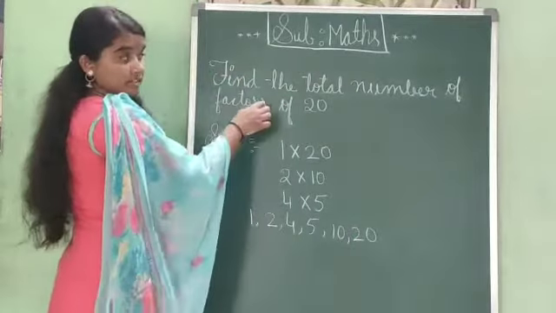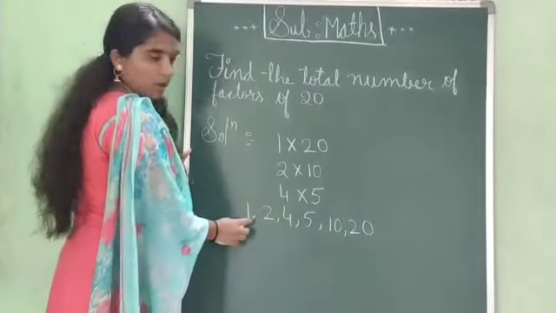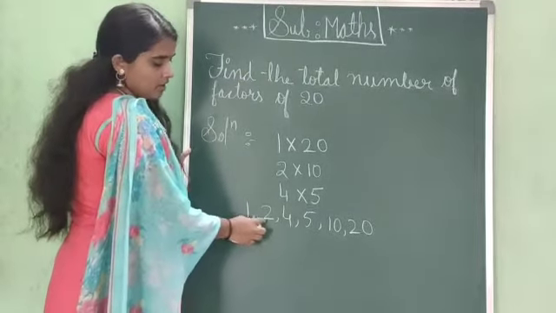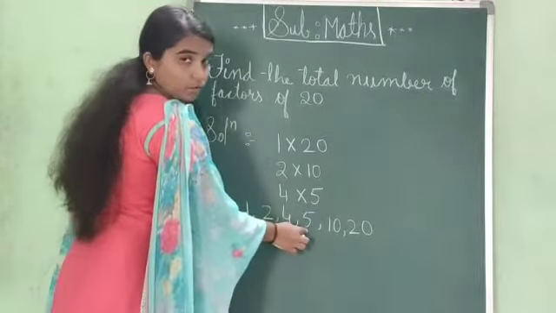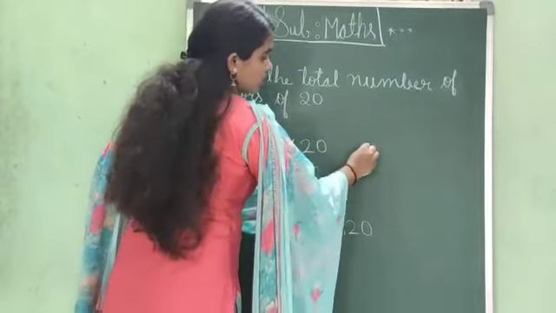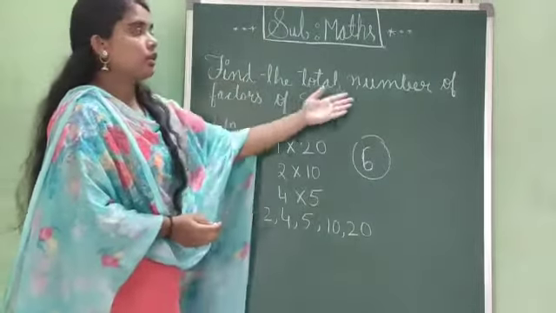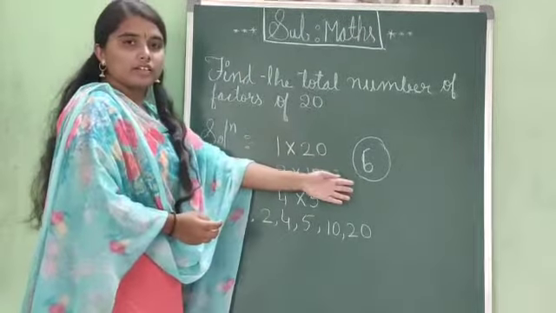What is the difference in this question? They asked how many there are, so you need to count how many. Okay, 1, 2, 3, 4, 5, 6. How many are there? What is the answer of this? 6 are there. So the total number of factors of 20 is 6.